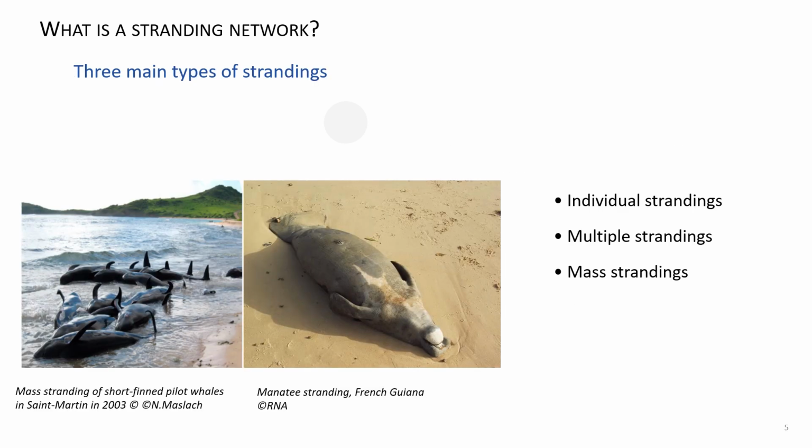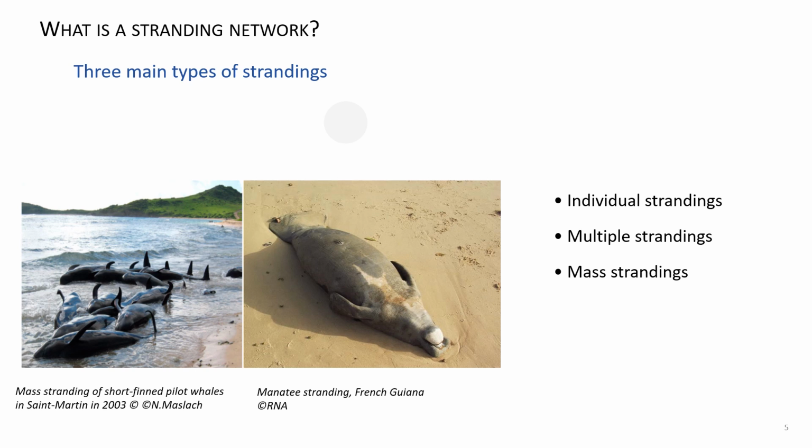There are three main types of strandings. Individual strandings, which concerns isolated individuals. Multiple strandings, which concern a large number of individuals which may belong to several species, found stranded over a short period of time, a few days to a few weeks, and located in a restricted geographical area. Mass strandings, which is a simultaneous stranding of several cetaceans belonging to the same species and the same social unit. It mainly concerns gregarious odontocete species such as melon-headed whales or pilot whales.